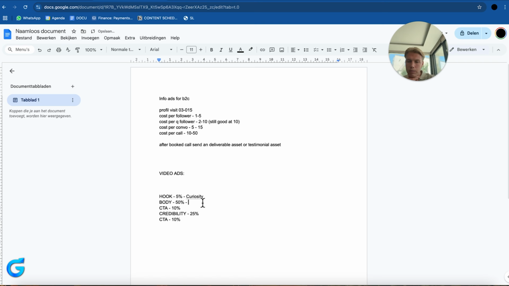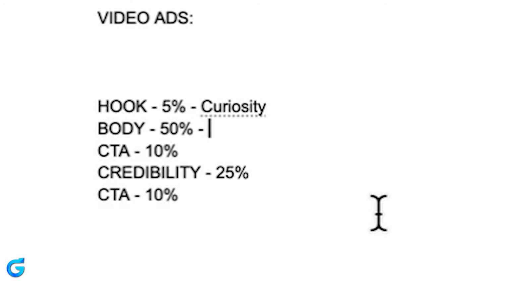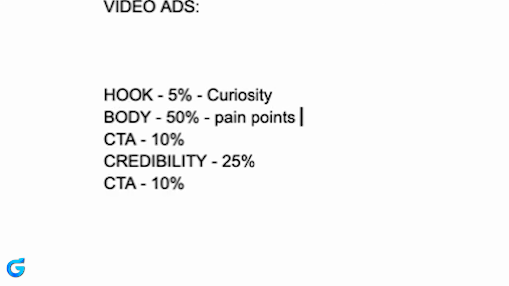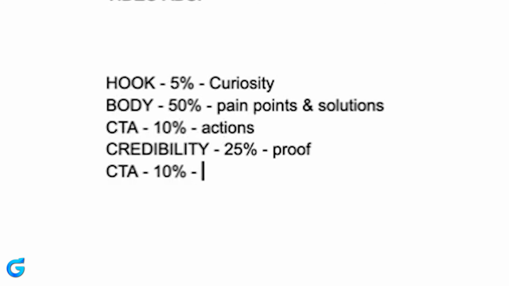So what are we going to say globally in each part? The hook is all about curiosity, because when you have curiosity in place, people start to think. The body is all about pain points and solutions. The CTA is all about actions. Credibility is all about proof. Because when you cover all these specific points, you have it figured out.